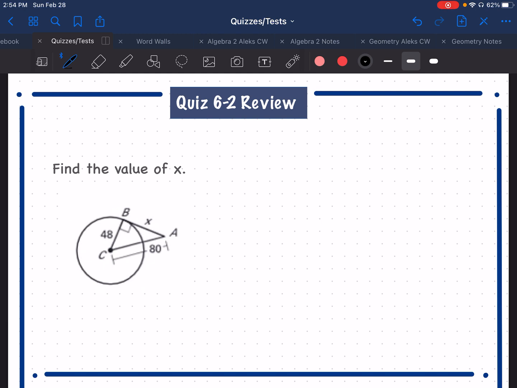Remember that there was a theorem that said when a radius intersects a tangent, they create a 90-degree angle. And as we can see right here, we have a right triangle, which means we can go ahead and use the Pythagorean theorem, which is a squared plus b squared equals c squared. Now, the most important part of the Pythagorean theorem is the c value, which happens to be your hypotenuse.